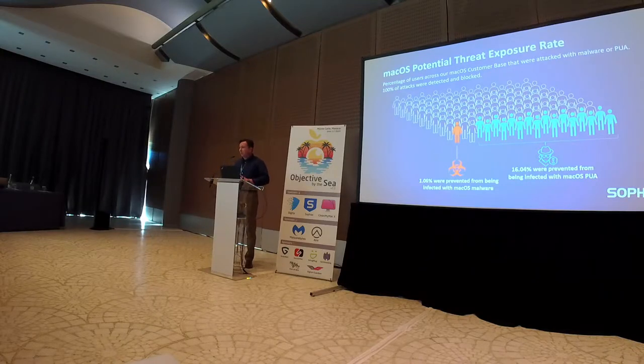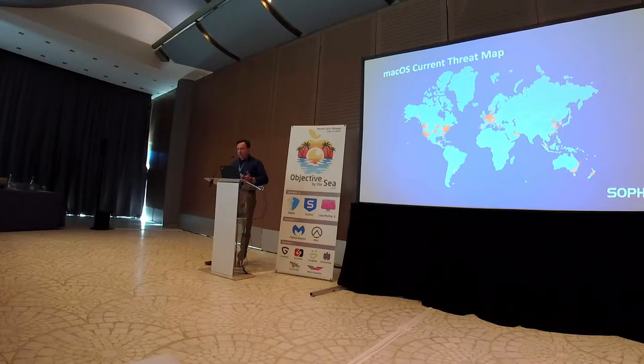If you look at our customer base, malware would probably be intercepted on 1% of that base, while potentially unwanted applications cover up to 16%. So the volume of people affected by PUA on the macOS platform is substantially larger. Looking at the geographical location of where the telemetry is coming in, the mostly affected regions are the United States and Europe, but there are also a fair bit of reports from Australia, South Korea, China, and some other places. But that also underlines where our customer base is located.